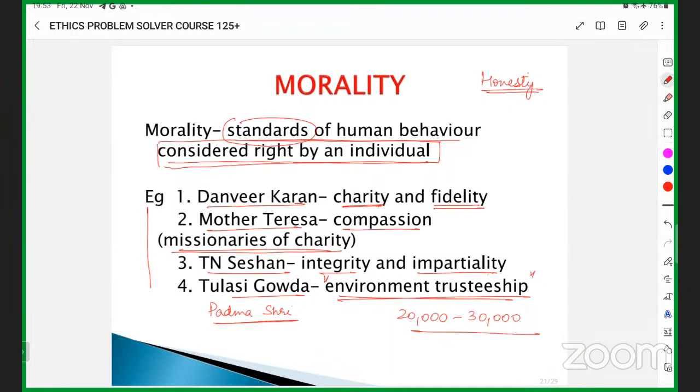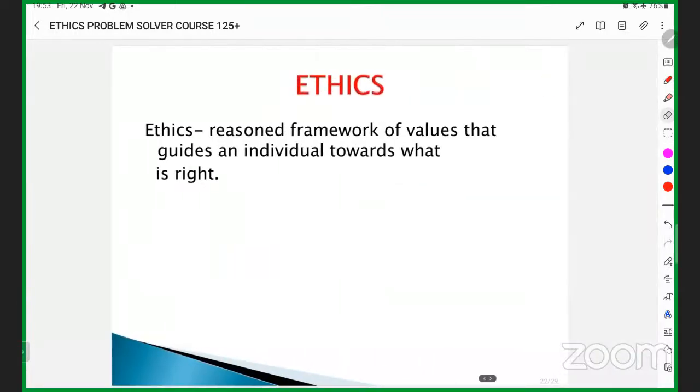There is one debate. We'll be doing this in detail, probably in the second or third lecture. But let me throw some light on it. Let's discuss ethics first, and then I'll come to this debate. Now, what is ethics? Ethics is the reasoned framework of values that guides an individual towards what is right.